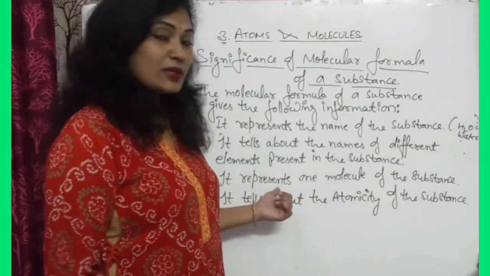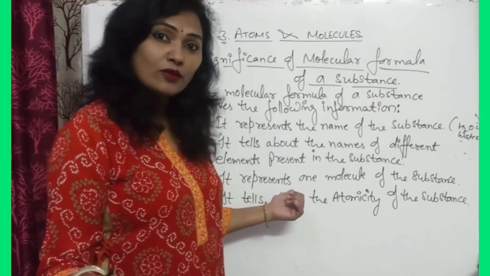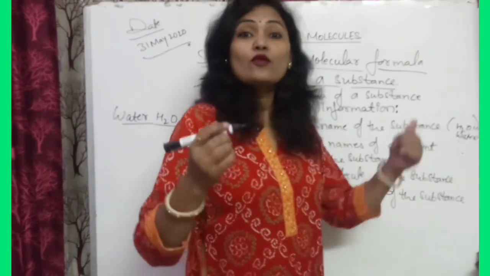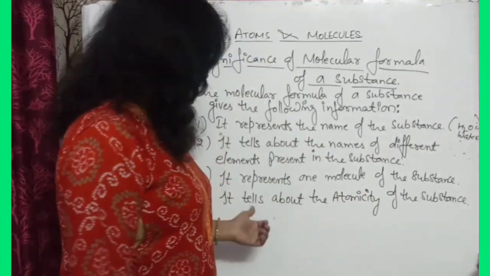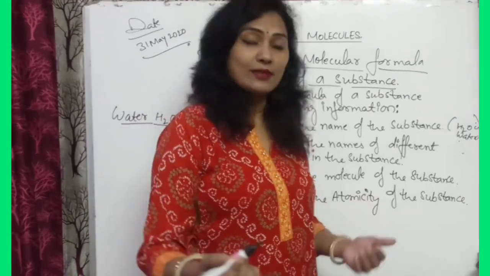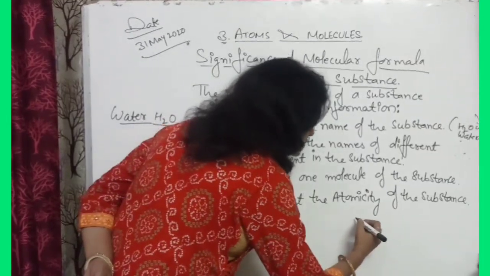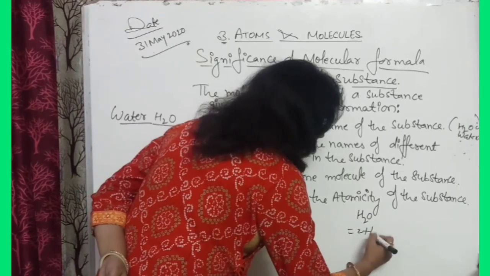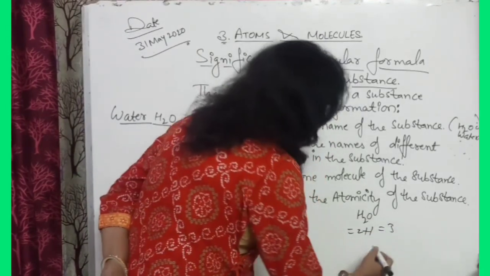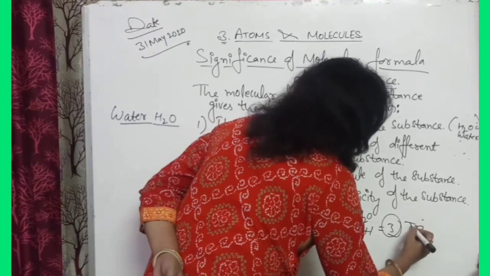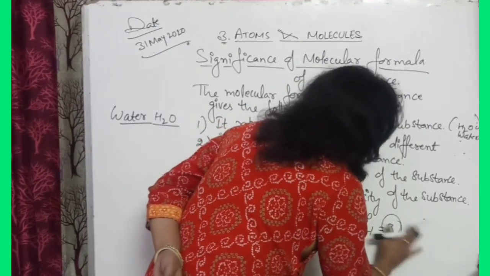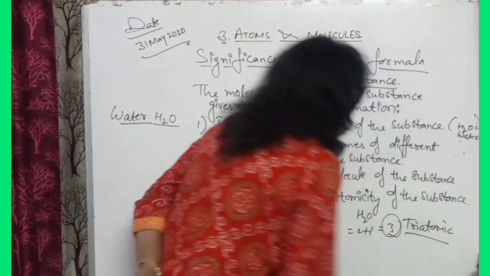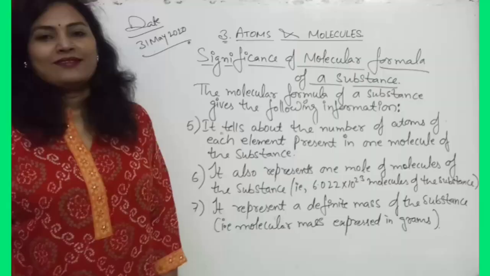Next, it represents one molecule of the substance. We can take the example of water. H2O is one molecule of water. Next, it tells about the atomicity of the substance, which I have discussed already. Atomicity of water, H2O: we can find out 2 plus 1, so 3. Atomicity is 3. It means it is triatomic. So it tells about the atomicity of the substance.